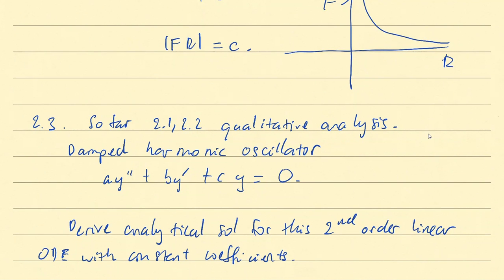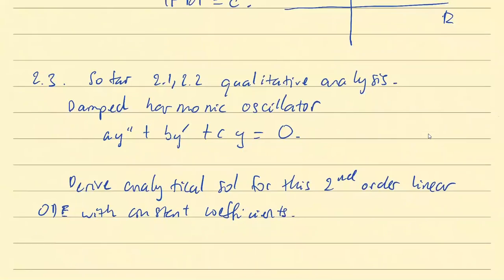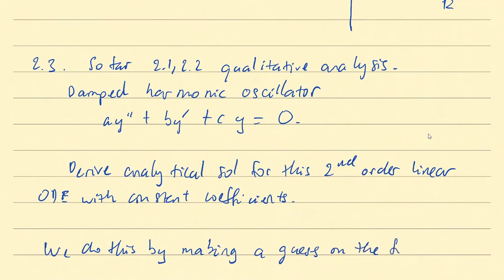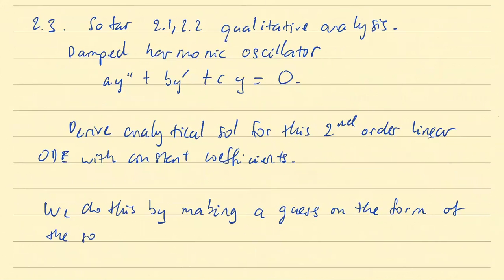Okay, so mathematically, how do we approach this? Of course, we're looking for the homogeneous solution. So we do this by making a guess on the form of the solution. Now, what guess would work?